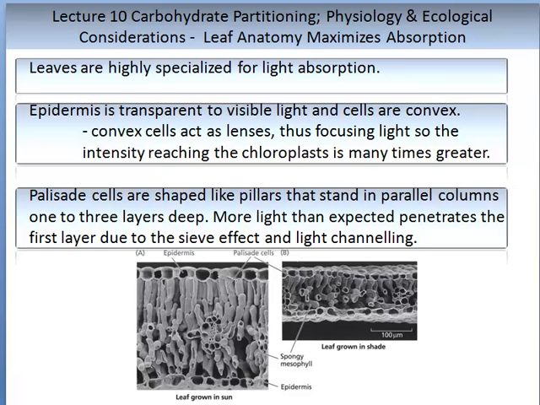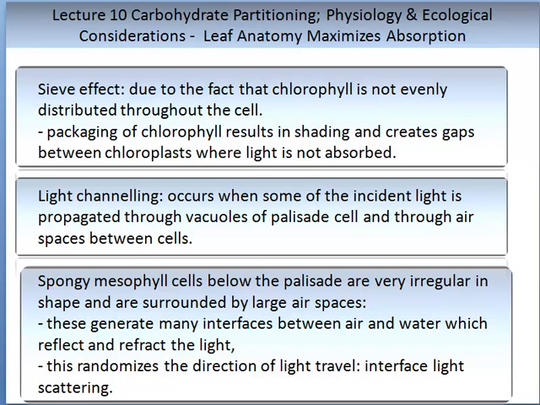The palisade cells are shaped like pillars that stand in parallel columns, 1, 2, 3 layers deep. More light than expected penetrates the first layer due to the sieve effect and the light channeling effect. The sieve effect comes about as chlorophyll is not evenly distributed throughout the cell. The packaging of chlorophyll results in shading and creates gaps between chlorophylls where light is not absorbed. Light channeling occurs when some of the incident light is propagated through the vacuoles of palisade cells and through the air between the cells.